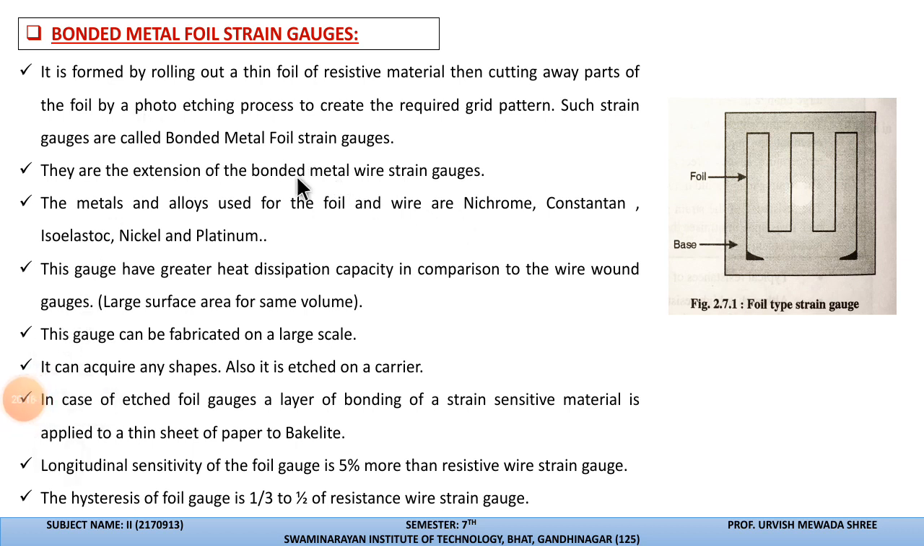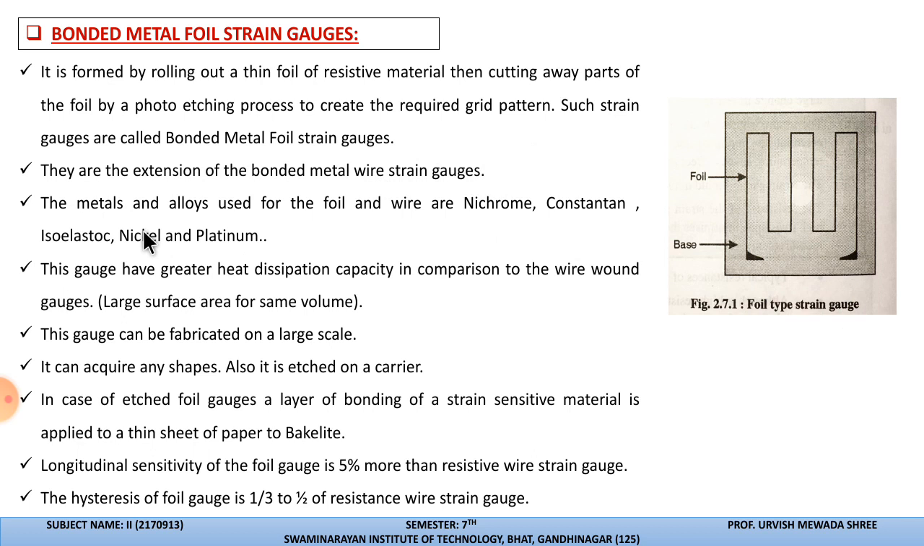And they are the extension of the bonded metal wire strain gauge. Basically, the bonded metal foil strain gauges are similar in material to wire strain gauges, so they are used for stress analysis applications and for many transducers. So this is the criteria, this is the characteristic of this kind of foil type strain gauge.